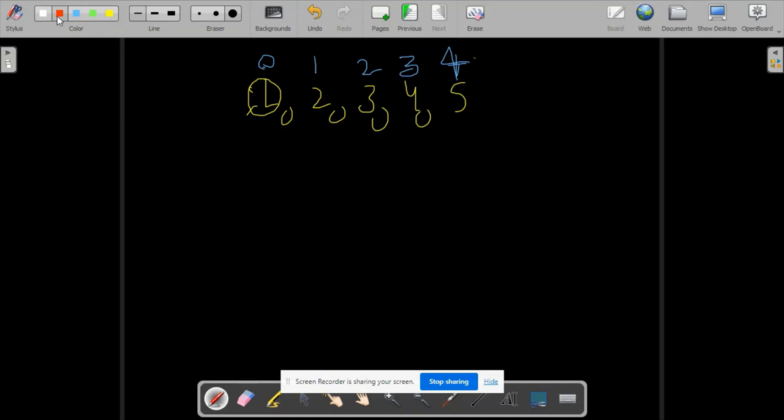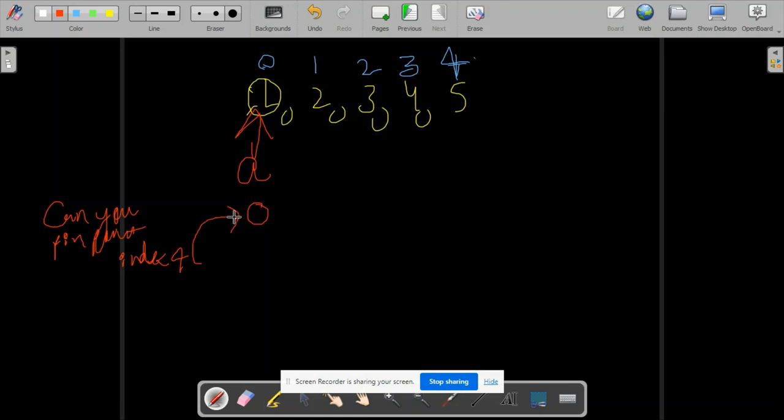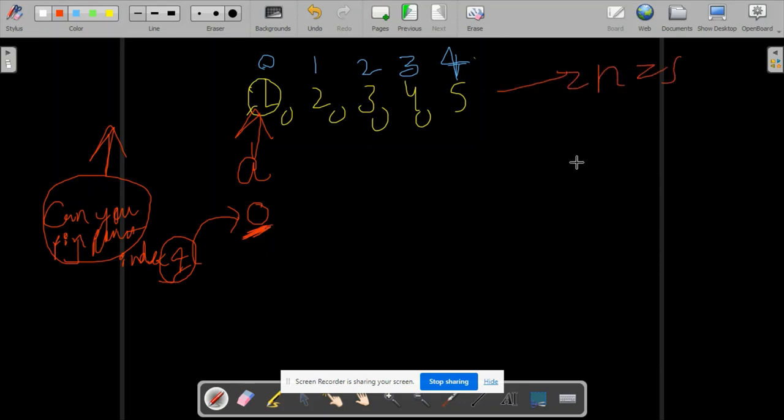Okay, fine. So now A will be pointing the same way as it was pointing earlier. Can you pinpoint index 4 with the help of this index 0? This is my question to you. Can you point index 4 with the help of this 0, where n is the size of this array, which is 5? Can you do something like that? Can you obtain this index number 4 from this 0?